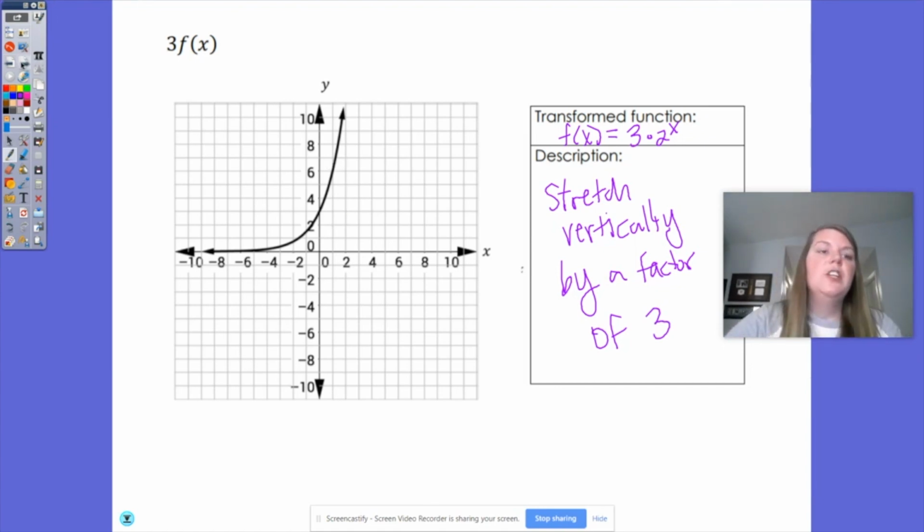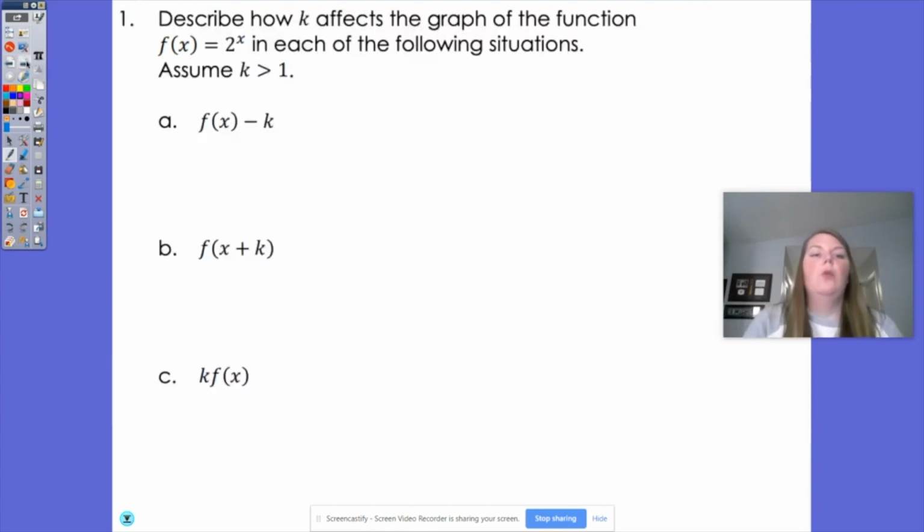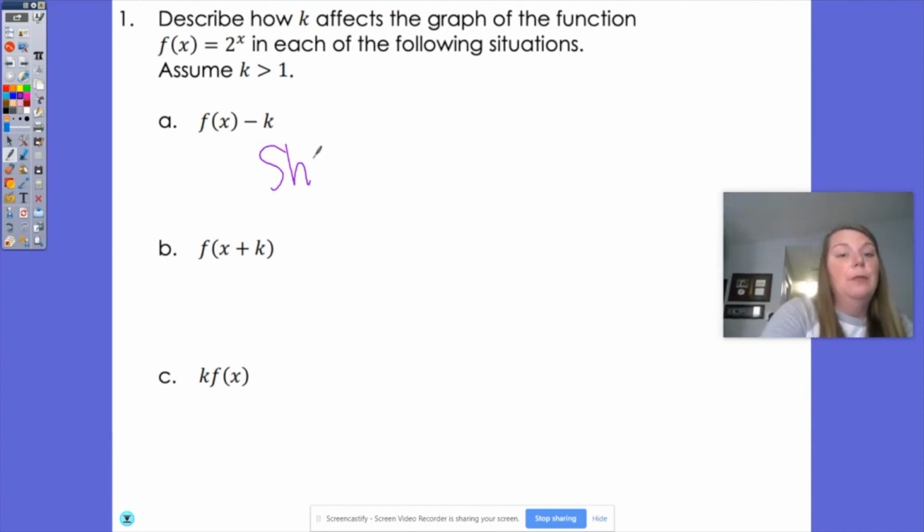So let's kind of sum up all of these ideas. So remember when we are adding or subtracting something outside of the parentheses. In this case, we're subtracting, so that's going to shift the graph down.